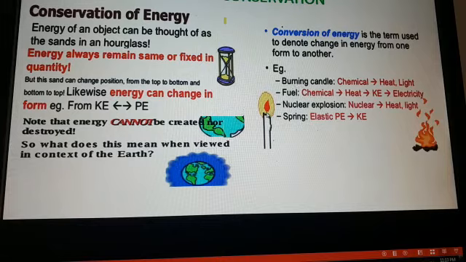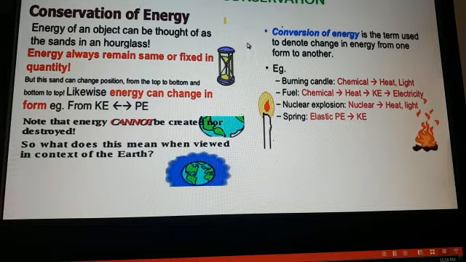There is a burning candle. What is the energy change going on? Chemical energy changes into heat and light energy. In the burning of fuel, chemical energy changes into heat and kinetic energy, and electricity is also produced. In a nuclear explosion, nuclear energy changes into heat and light. In a spring, elastic potential energy changes into kinetic energy. This is conversion of energy.